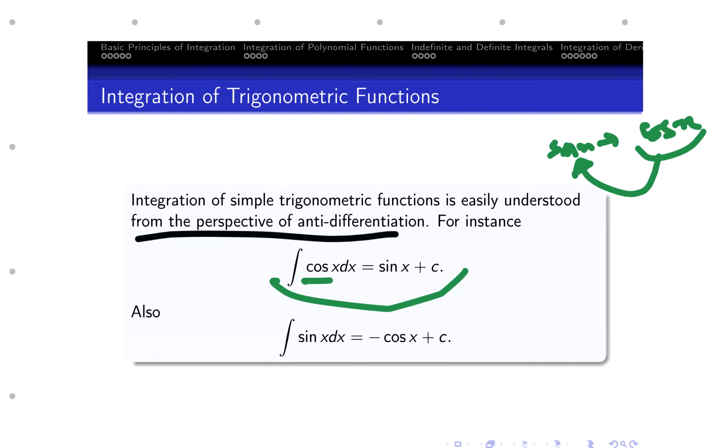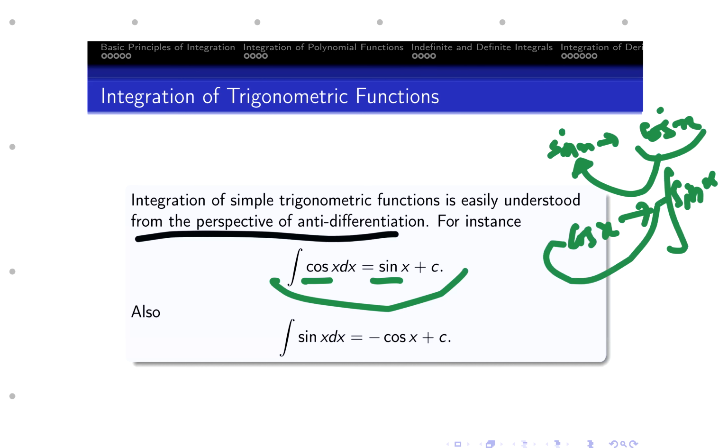In the same vein, you remember that, maybe it was an exercise, if you try that out, you discover that when you differentiate cos x, you get minus sine x. That means that when you integrate sine x, the minus moves to the cos and you have minus cos x. That is why the integral of sine x dx is minus cos x plus c. So that is the basis for integration of trigonometric functions. See it as anti-differentiation or reverse differentiation.